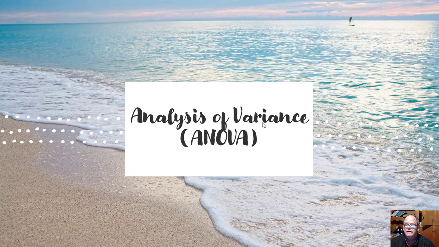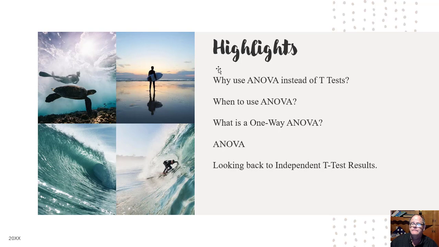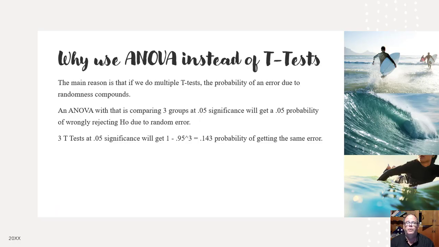This is analysis of variance, typically called ANOVA. All right, so our highlights this time, our main points: Why would we use ANOVA instead of t-tests? They're pretty similar. When to use ANOVA. What is a one-way ANOVA? This is the particular type of ANOVA that we're going to be doing this week. ANOVA in general, and then looking back to independent t-test results. So, why use an ANOVA instead of t-tests?